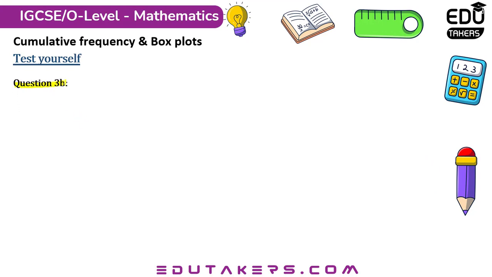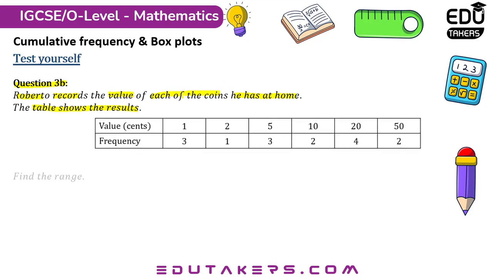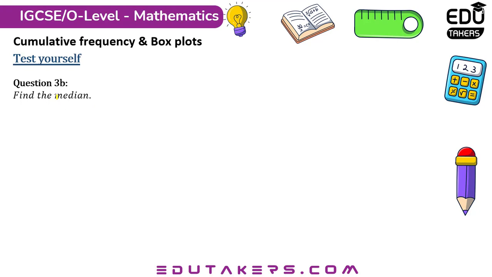Question number 3b. Roberto records the value of each of the coins he has at home. The table shows the results. Find the range is of 1 mark. Find the mode is of 1 mark. Find the median is of 1 mark. Work out the total value of Roberto's coins is of 2 marks. And then work out the mean is of 1 mark.